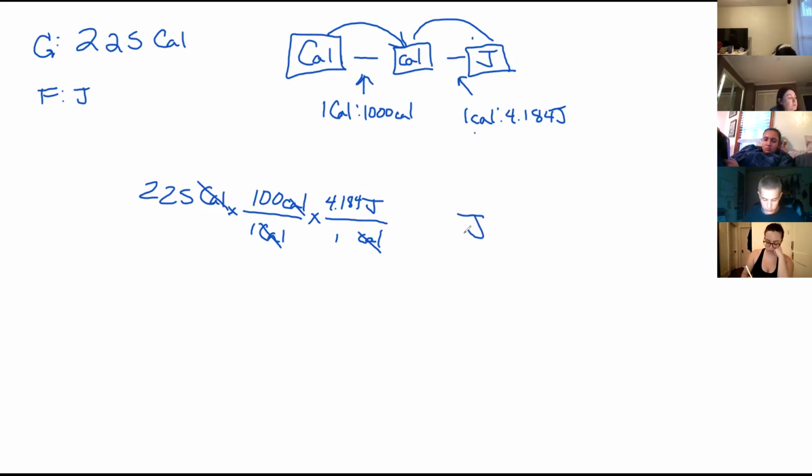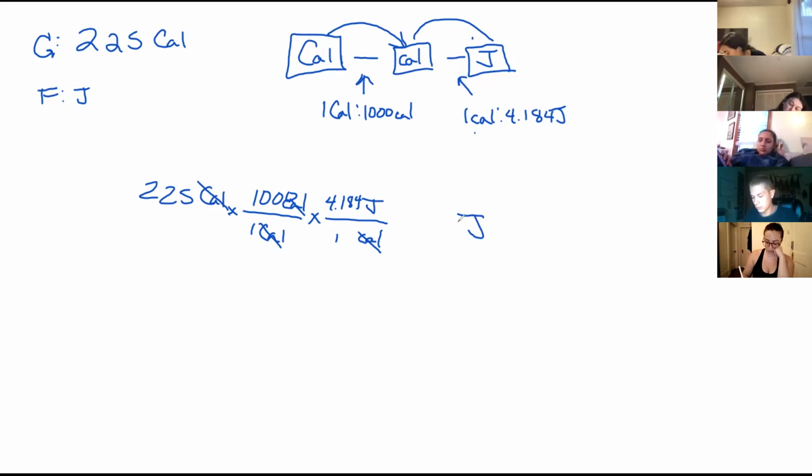So it says take the 225, multiply it by the top. I don't know why I put 100, guys. Let's make that 1,000. Times 1,000, and then times that 4.184. Some people use 4.18. That's fine as well.